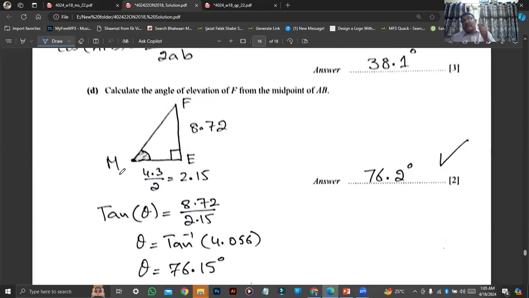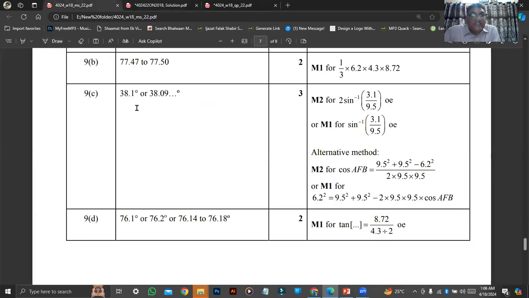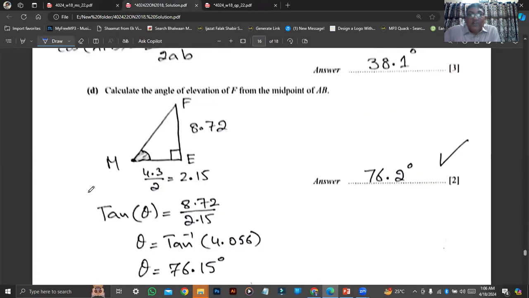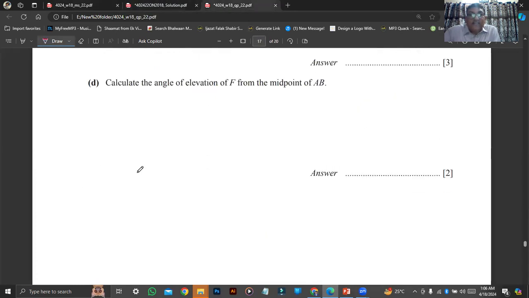When you take its shift, if you take its tan inverse, you will get 76.15 degrees. So that is 76.2 degrees. 76.2 degrees is the right answer, sir. Hopefully you understand how I have done this.